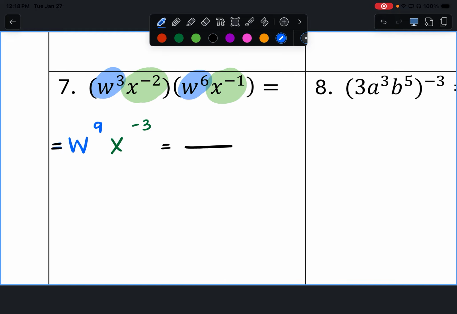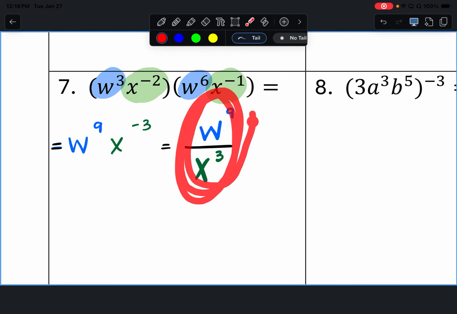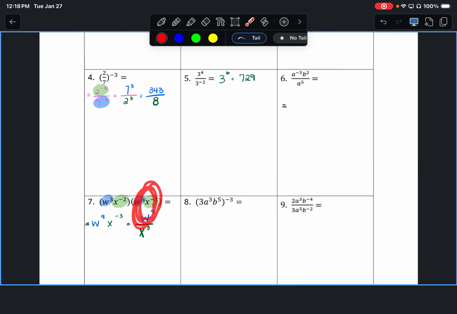Where will w to the 9th go? The numerator or the denominator? W to the 9th goes to the numerator, because it's already positive. Okay? What about x to the negative 3rd? When it moves, what's the exponent going to become? 3. And can I simplify this like I just did?